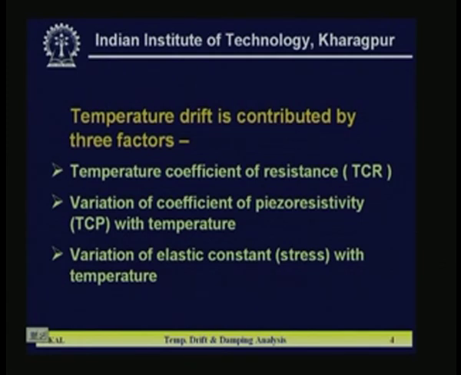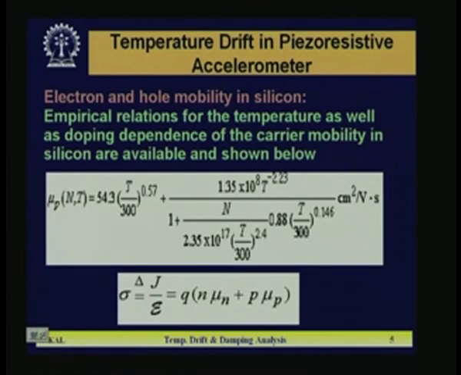So, these are the three parameters, and one by one we will discuss how much each is going to change the resistance value. Okay. Now, the first parameter is the TCR, temperature coefficient of resistance, which is due to the electron and hole mobility in silicon. Now, we know the empirical relations for the temperature as well as the doping dependence of the carrier mobility in silicon are available in the literature, the empirical relation which is noted here. Mu P is a function of N and T, where N is the doping concentration, and T is the temperature in absolute scale. So, it is given by this empirical relation.